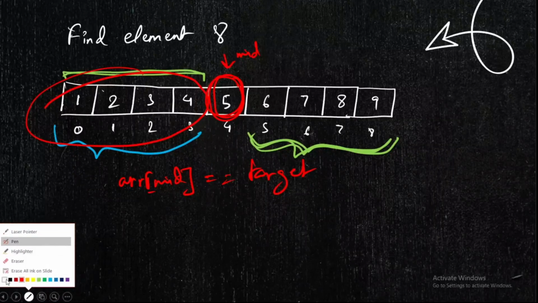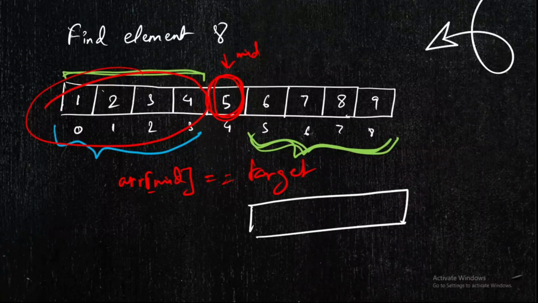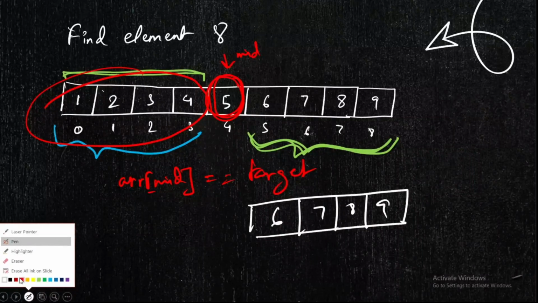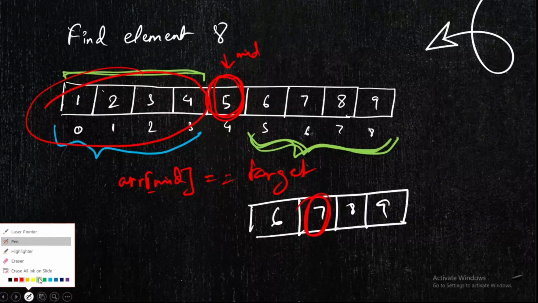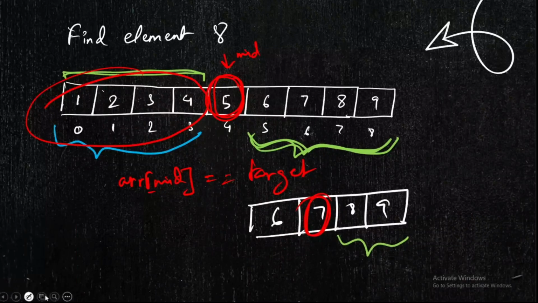So let's write again. Now this is our search space right now. This is our new search space. So again, we try to find a mid. And at this stage, 7 is our mid. So again, the question arises whether 7 is greater than our target or not. Which side do we need to go? Visually see and tell. Are we going to go to the blue side or the green side at this point?